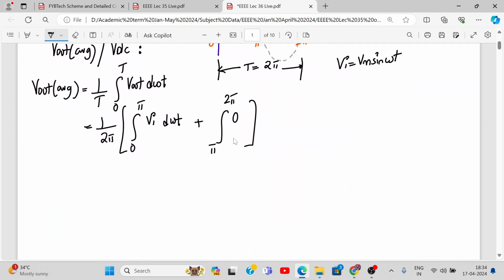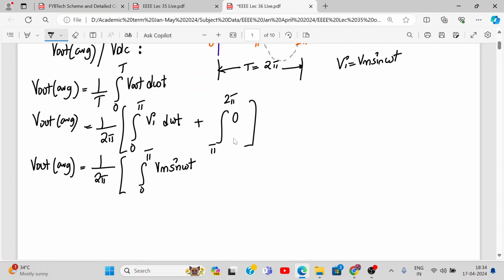Agree or no? Okay, so V out, please keep on writing. It will be 1 upon 2 pi, the integral from 0 to pi of Vm sin omega t d omega t, and here it is 0 d omega t. This will become Vm by 2 pi times the integration of sine, which is minus cos omega t, where omega t goes from 0 to pi.